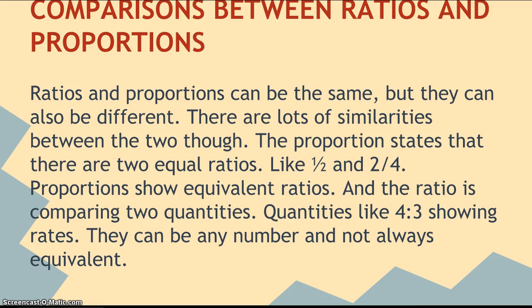Comparisons between ratios and proportions. Ratios and proportions can be the same, but they can also be different. There are lots of similarities between the two, though. A proportion states that there are two equal ratios, like 1/2 and 2/4. Proportions show equivalent ratios. And a ratio is comparing two quantities, like 4 to 3, showing rates. They can be any number and not always equivalent.